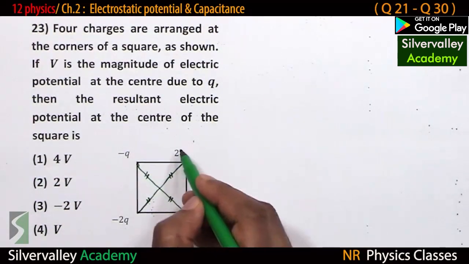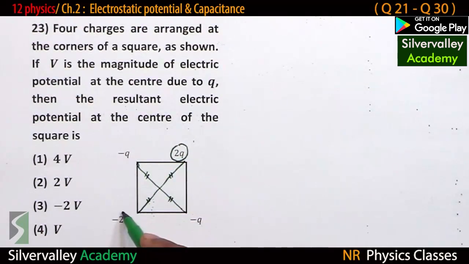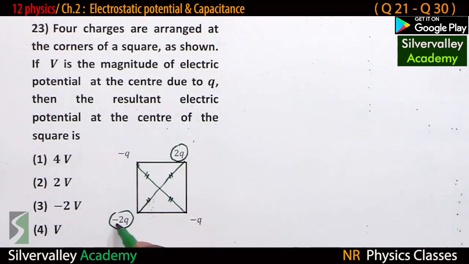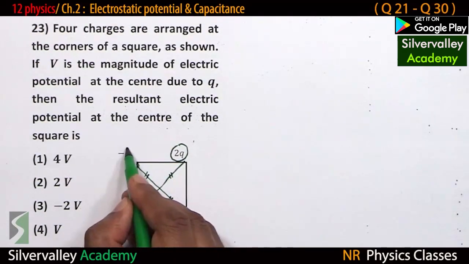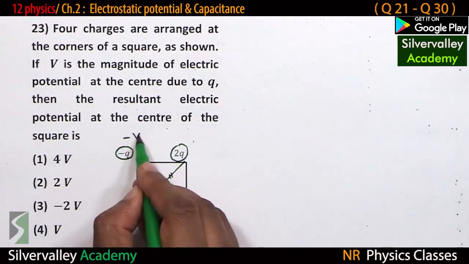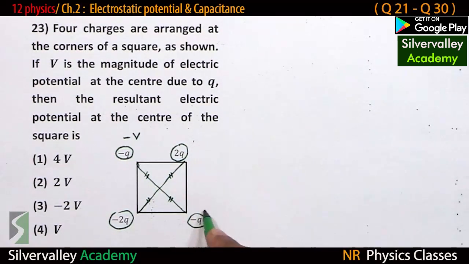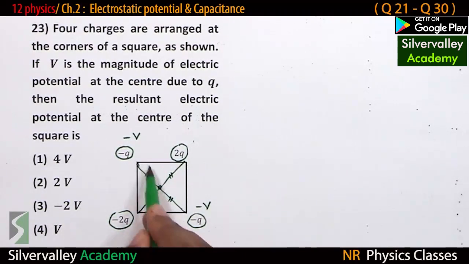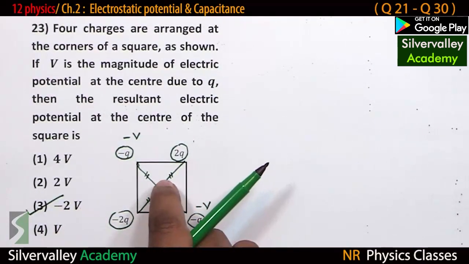Observe, plus 2Q and minus 2Q: potential due to this is nullified by potential due to this. So we are left with only two charges, minus Q and minus Q. Because of minus Q, potential is minus V. Because of minus Q, potential is minus V. Therefore, potential at this point is minus 2V. Since potential is a scalar quantity, we just have to add it. Don't worry about the direction.